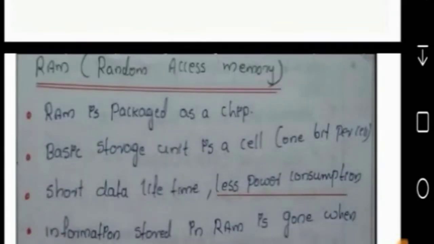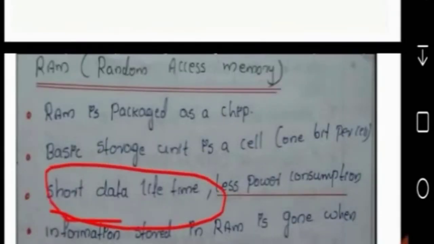RAM has a short data lifetime and less power consumption. This is a very important point regarding RAM. It is a volatile memory, a temporary memory, because information stored in RAM is gone when you turn the computer off. So don't make a mistake. This point is important: RAM is a volatile memory. Okay, let's see an example.